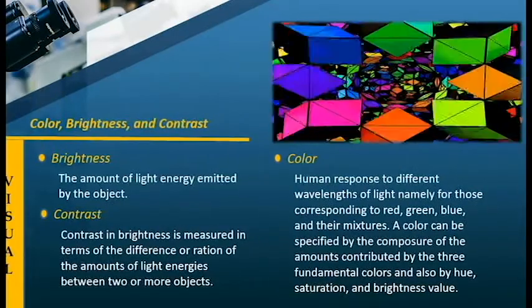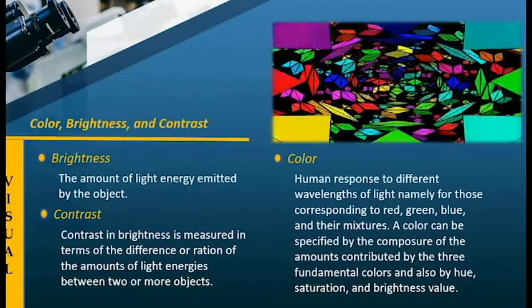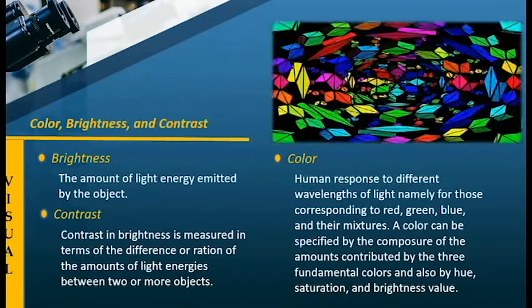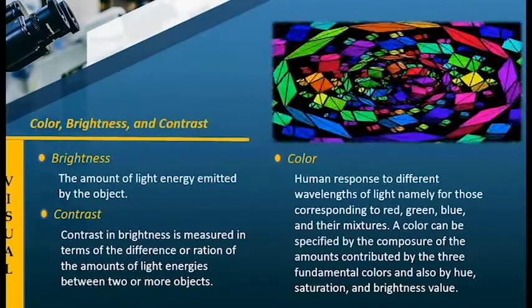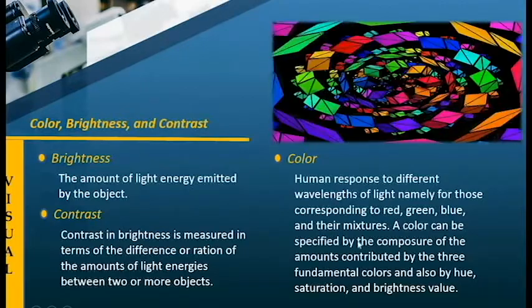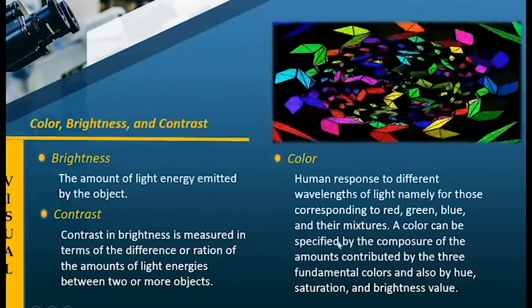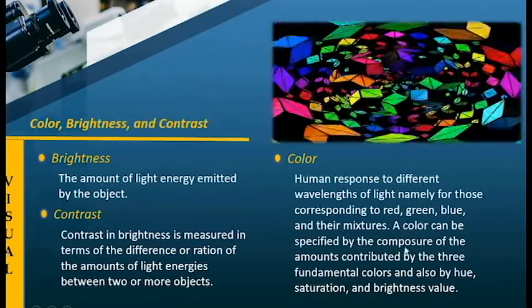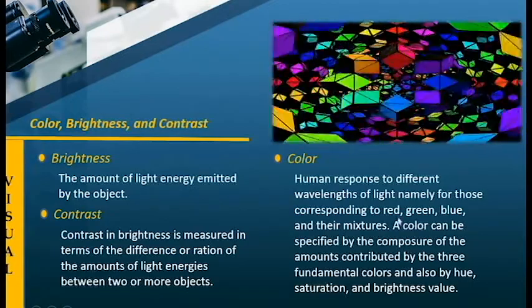Let's go with the color, brightness, and contrast. When we say brightness, it's the amount of light energy emitted by the object, or as perceived by the human. Then we have color. Humans respond to different wavelengths of light, namely those corresponding to red, green, blue, and their mixtures. A color can be specified by the composition of the amounts contributed by the three fundamental colors, and also by the hue, saturation, and brightness values.